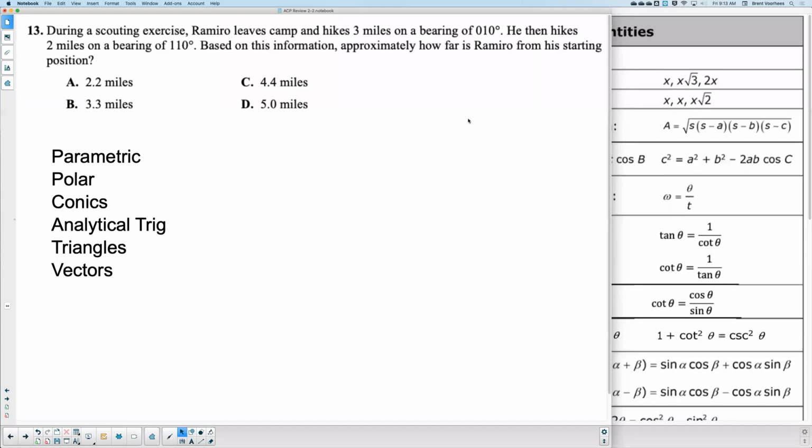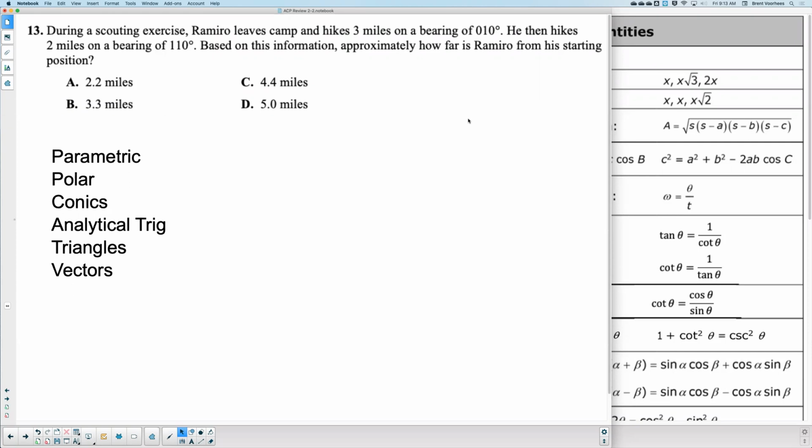Let's take a look now at 13. So 13, during a scouting exercise, Ramiro leaves camp and hikes 3 miles on a bearing of 10 degrees. He then hikes 2 miles on a bearing of 110 degrees. Based off this information, approximately how far is Ramiro from his starting position?